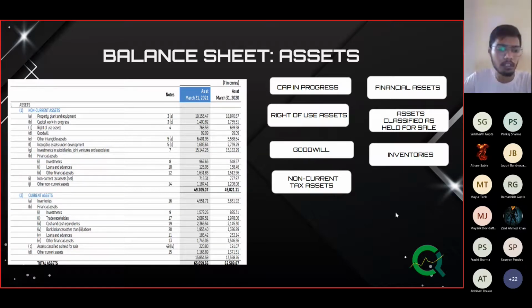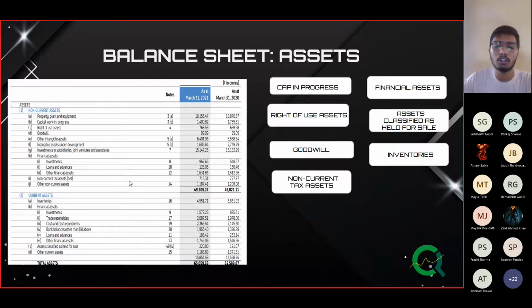So this is the same as investments. What are they doing? Loans they are making out, meaning not loans they are taking from someone, but loans they are giving out. Suppose they are giving a loan to some corporate, then it comes under other financial assets. If there are any other securities they are investing in, that comes under this. Okay. Then non-current tax assets.